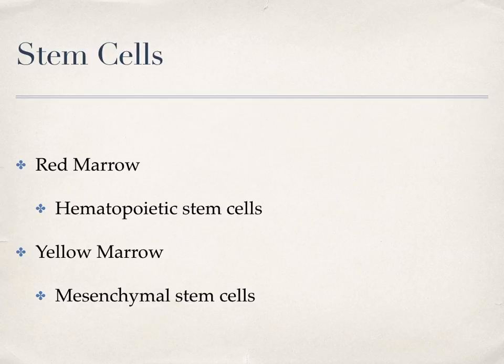Bone marrow is made of stem cells, and not just any stem cells, but two types of stem cells specifically. Hematopoietic stem cells made from our red marrow and mesenchymal stem cells made from the yellow marrow. I know Aziz has already discussed stem cells, but we're going to review just to ensure that everyone understands these two types of stem cells.